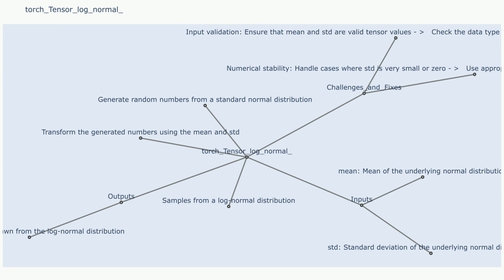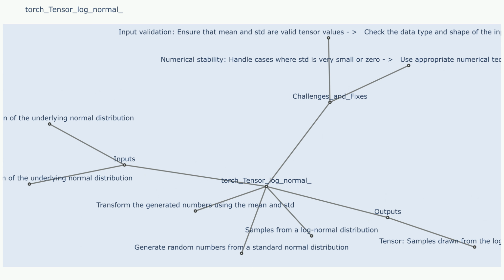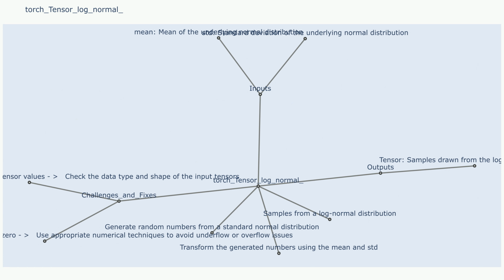Negative standard deviation. Sample use case that resulted in challenge 3: providing a negative value for STD. Fixes to challenge 3: standard deviation cannot be negative. Ensure that STD is a positive value or 0. The lognormal function might raise an error if STD is negative.